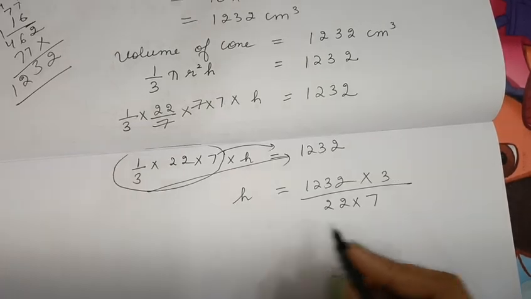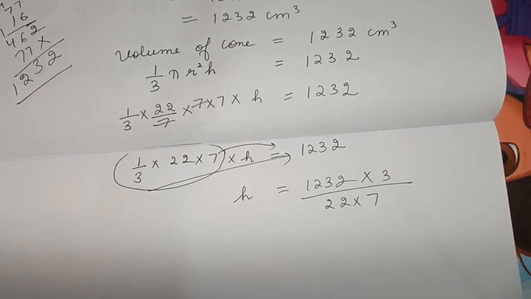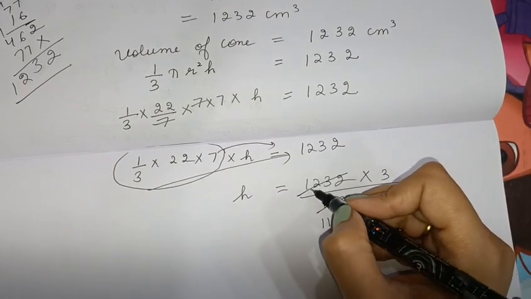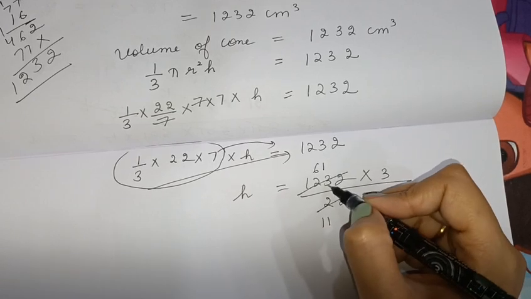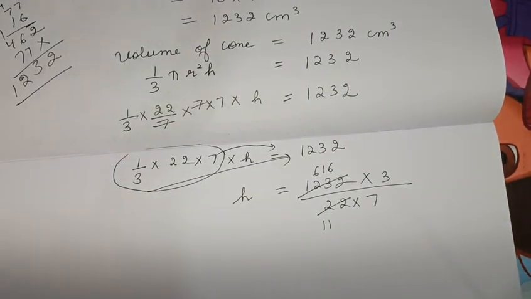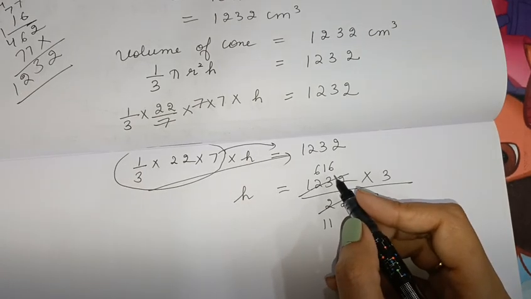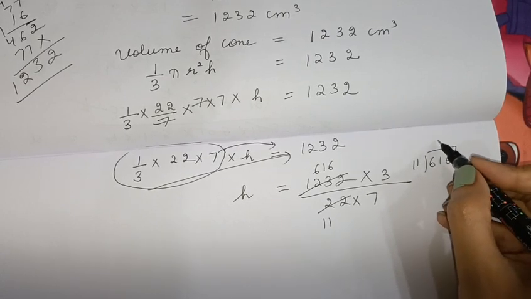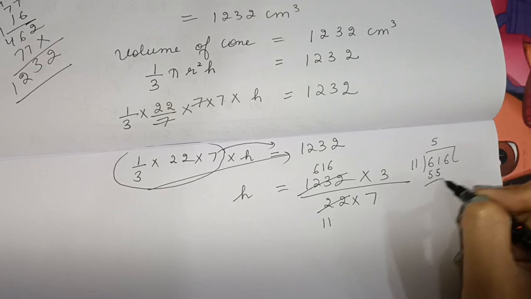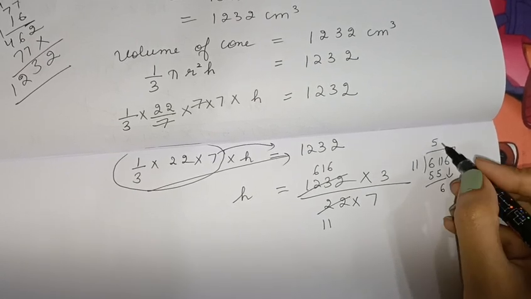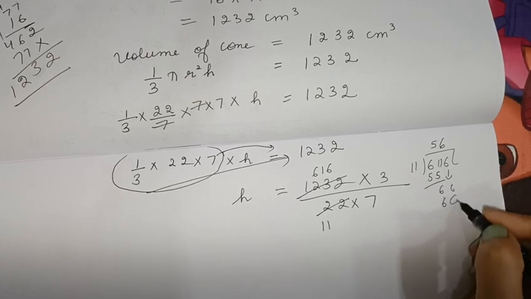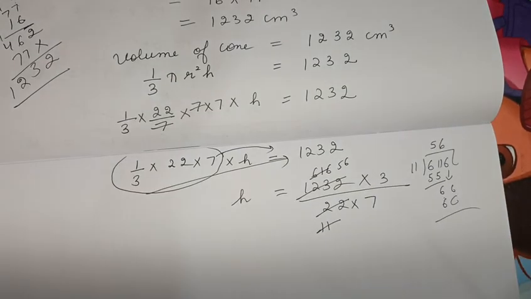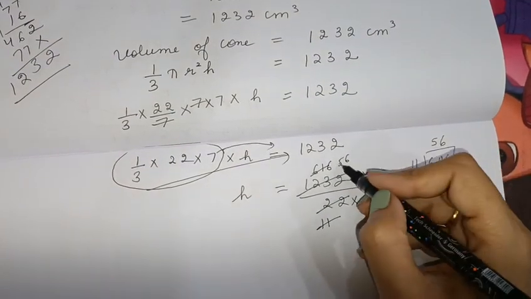So cancellation we can check on 2's table. Yes, it will go: 2 into 11 is 22, 2 into 6 is 12, 2 into 1, and then again this. Then 11's table we can see this one again, 616 on 11's table. 11 into 5 is 55. So 11 into 6 is 66. Okay, 11's table it is going 11 into 56, and this also, 7 into 8 is 56.